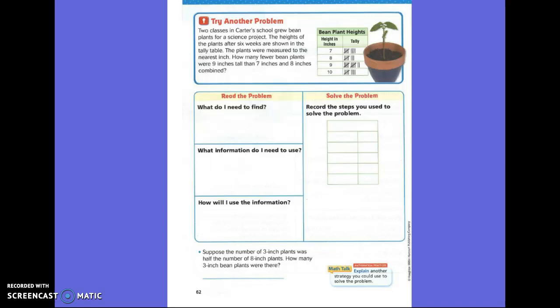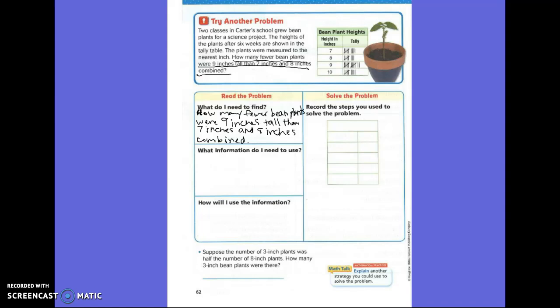Okay, so what are we trying to find? How many fewer bean plants were 9 inches tall than 7 and 8 combined? We have to write that on what we need to find. So let's write that.